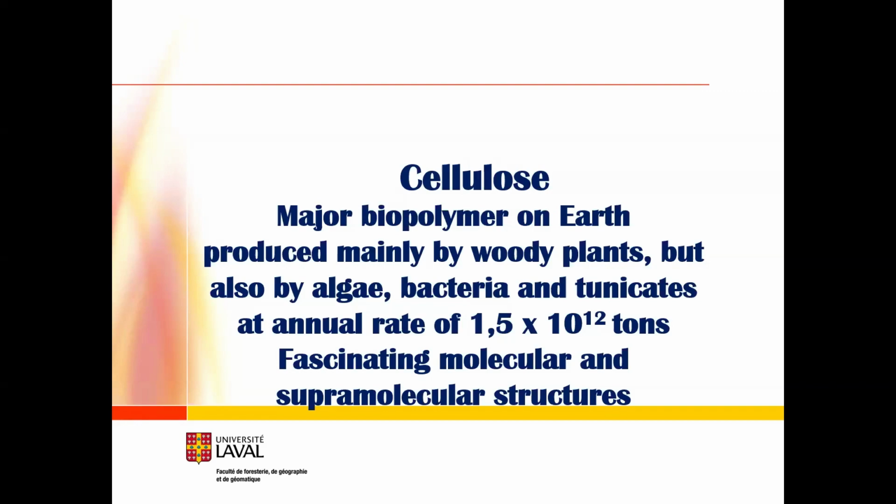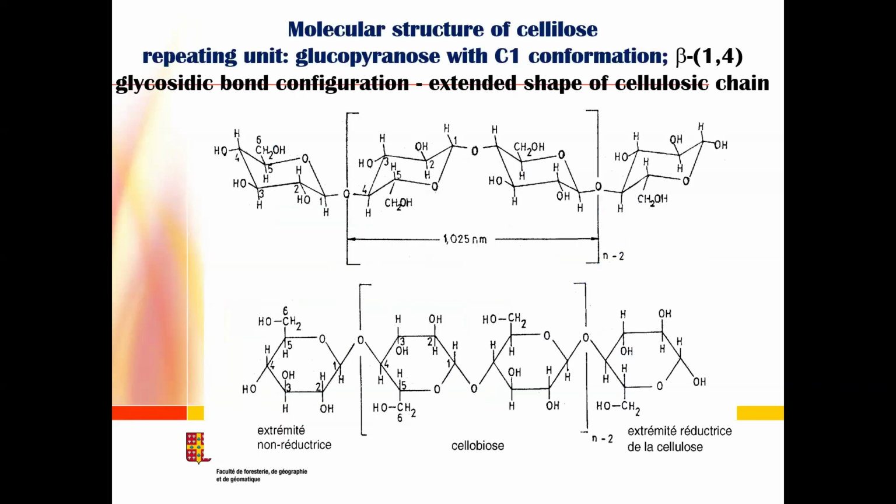Cellulose is the major polymer on Earth, and the major quantity of cellulose is contained in wood and other lignocellulosic materials, some of which were mentioned today already. And the annual rate of production of cellulose per year is really amazing. As you can see here, 1.5 teratons. It has a fascinating molecular and supramolecular structure which explains its abundance on Earth.